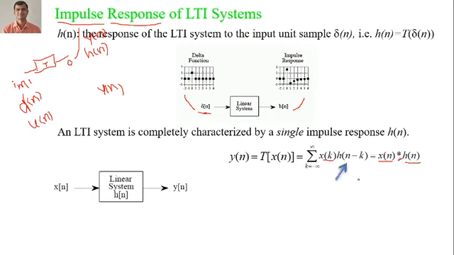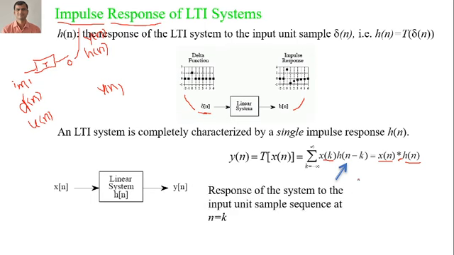So I have told you, h of n minus k is what? It is the response of a system to the input, that is the unit sample sequence at n equals k, and this symbol is known as convolution sum. This symbol is known as what? This symbol is known as convolution sum.